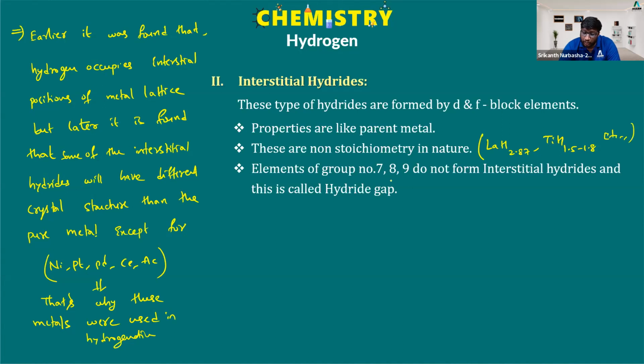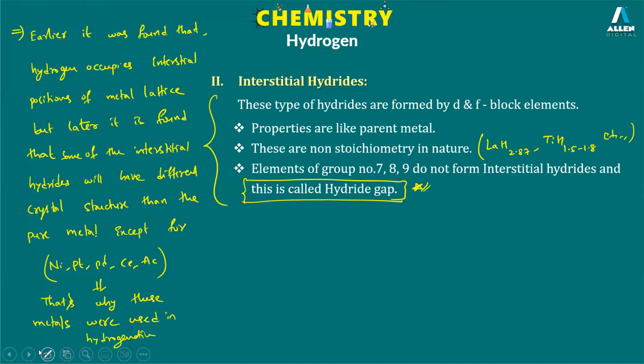Elements of group number 7, 8, 9 do not form interstitial hydrates, and that is nothing but your hydrate gap. Is that clear or not? Interstitial hydrates, yes.